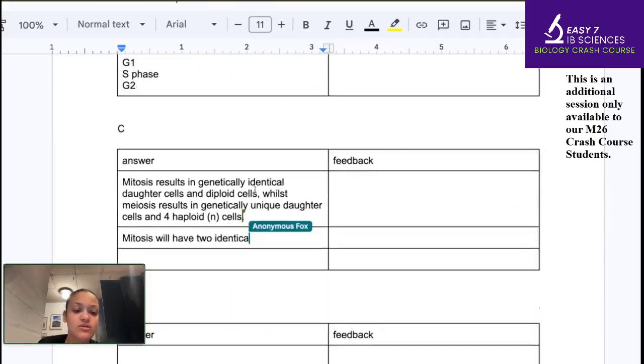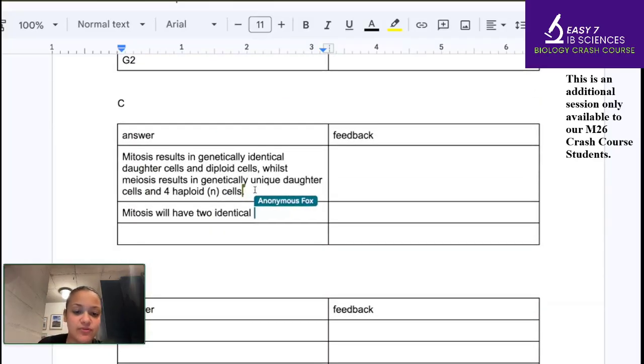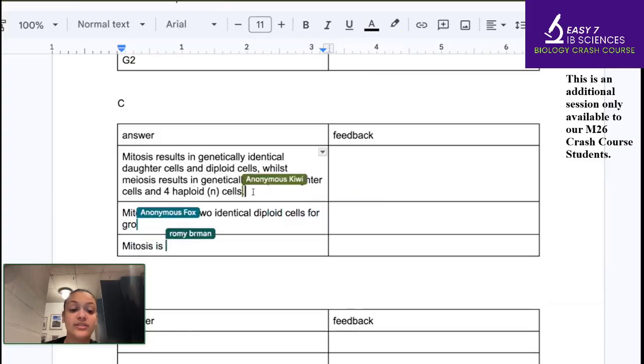This is a hard question because, again, conceptually it can be a little bit difficult, but I really appreciate you guys attempting to answer. So mitosis results in genetically identical daughter cells and diploid cells. Perfect. While meiosis results in genetically unique daughter cells and 4 times haploid cells. Well done. Can you guys tell me a bit more? Add some more detail to that.